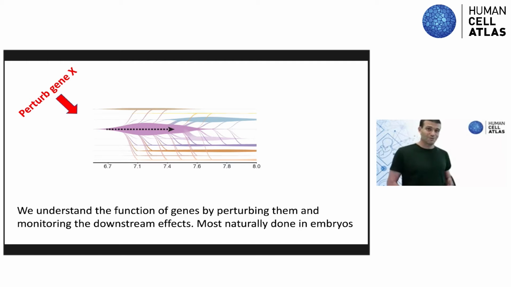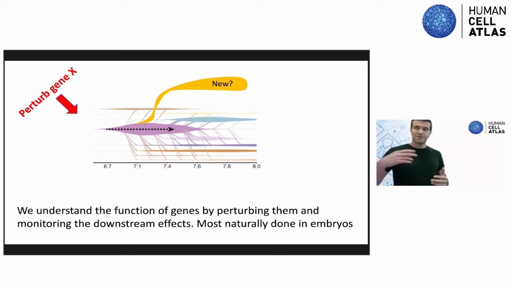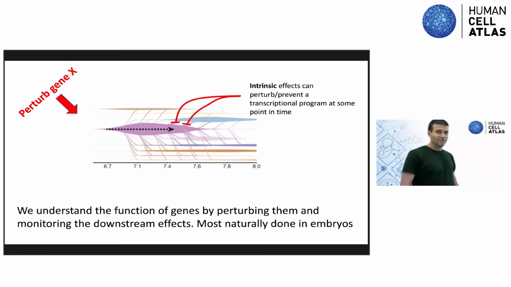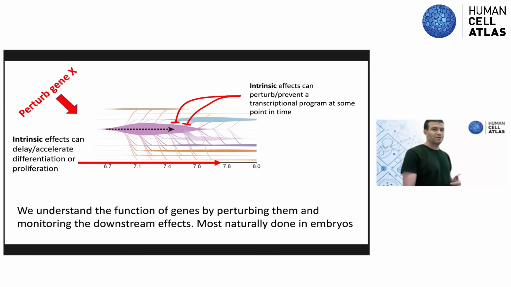We need to do something causal. But when you perturb the gene, of course, maybe something completely new is going to come out, like a state that was never there before. But more likely, there are going to be all kinds of perturbations, like intrinsic effects that can prevent differentiation and prevent the appearance of a cell type altogether. Other types of perturbation can slow down or accelerate the process, which will generate huge changes, or at least huge confounders, if you just compare one system to another.